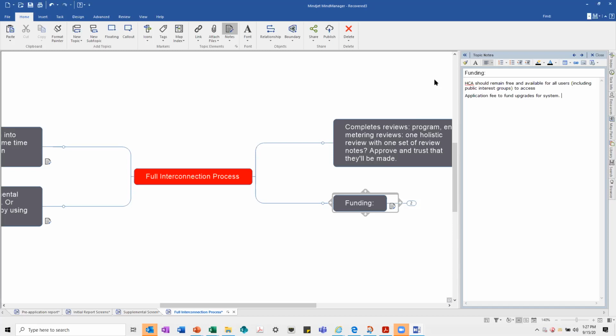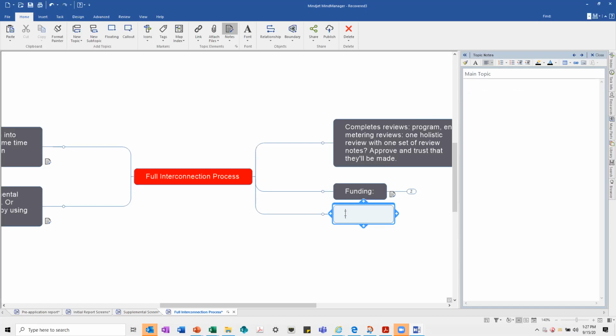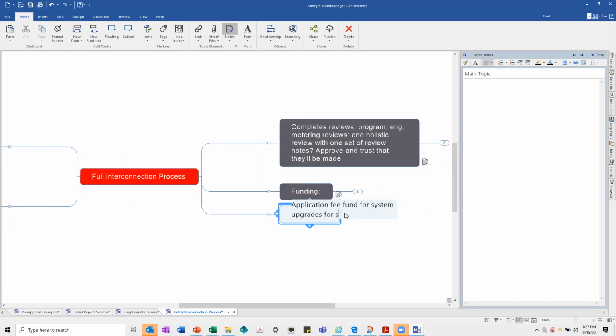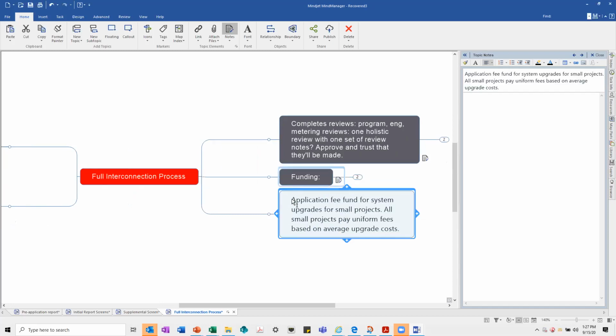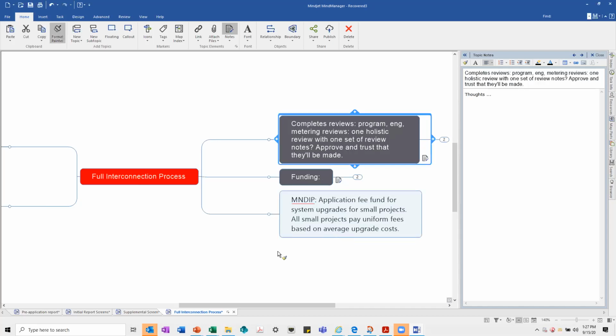So basically, that's a different idea and I'm going to capture it separately: an application fee fund for system upgrades for small projects. Yeah. The way that we've seen it work elsewhere is that all small projects pay a uniform fee that is representative of the average costs of system upgrades over the past year. Therefore, there's not one small project that's responsible to pay for a single large upgrade, but all small projects pitch in towards the cost of allowing projects to continue to connect.